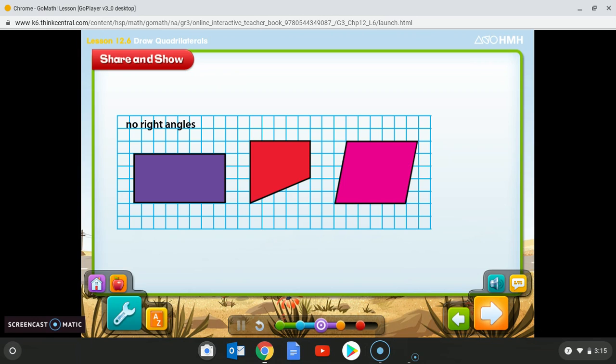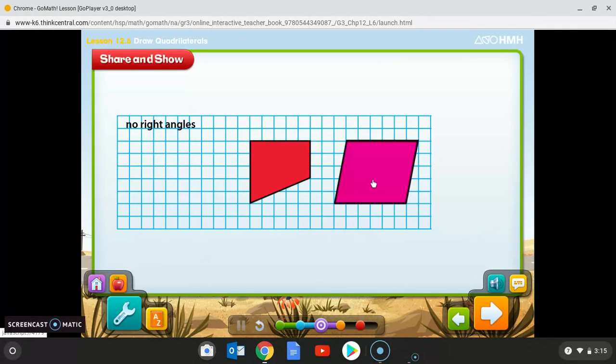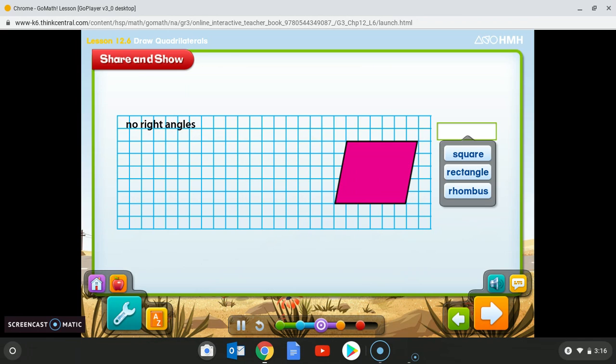So which one of these figures has no right angles? That means not even one. We definitely know it's not the rectangle because a rectangle needs 4 right angles. This right here is a trapezoid. You have 1 pair of parallel sides, but I can say right here that I have some nice right angles right here. However, this shape, this rhombus does not have right angles. Some rhombuses do, but it does not have to have right angles. So this is the rhombus that I was talking about.